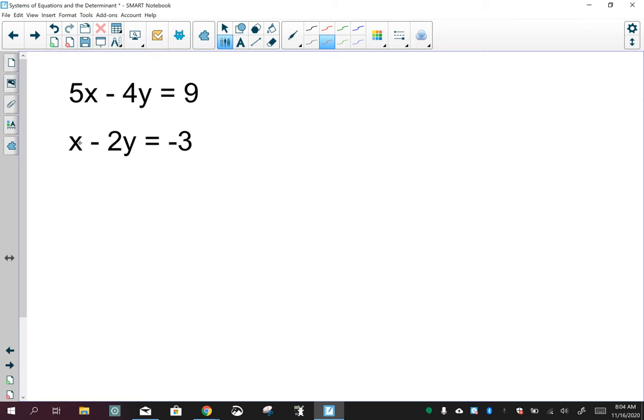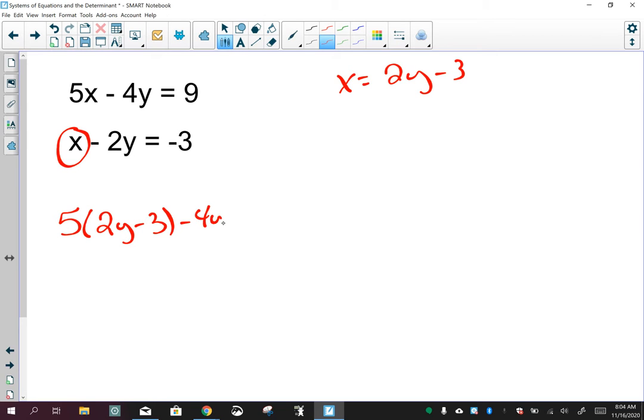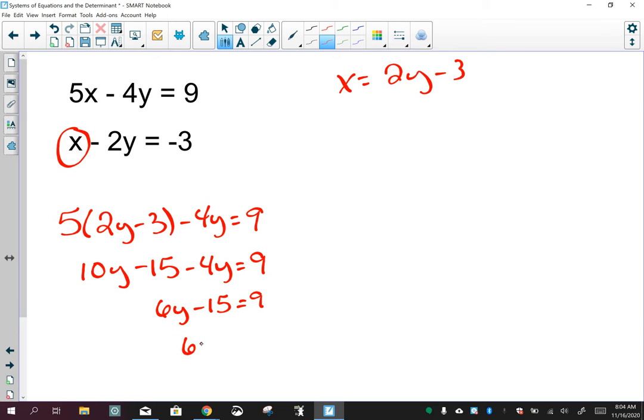So, again, I'm going to take this one. I'm going to solve this for x. So I'm going to wind up with x is equal to 2y minus 3. Take that x, plug it in with the 5. So 5 times 2y minus 3 minus 4y is equal to 9. I have nothing but y's, which is absolutely what I want. I'm going to clean everything up. And then I'm going to solve for this y.